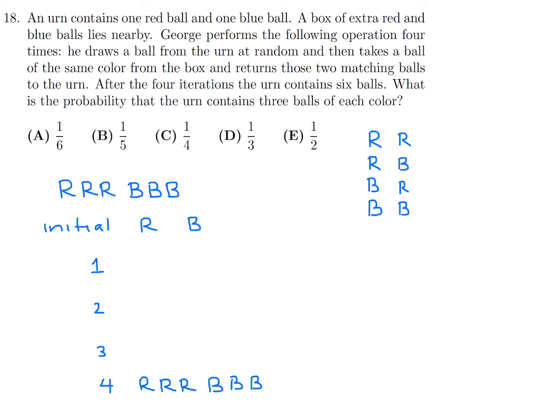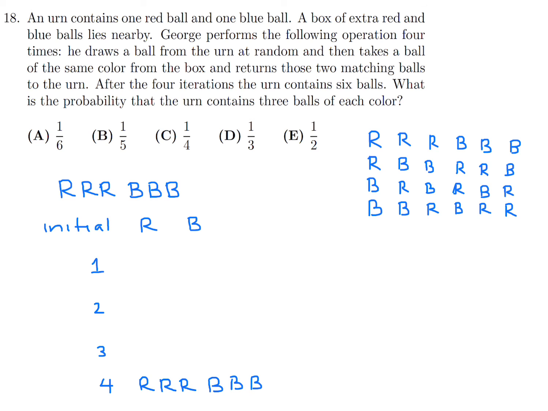But there's also RB, RB. You see what I mean? Like the order can be reversed. RB, BR, that's another way. And then, of course, BRRB, BR, BR, and finally the last one would be BBRR. So there's 6 different ways of getting to this possible end result. So let's just calculate the probability for one. And I'm pretty sure that the probabilities are the same for each of these. So let's see what it is.